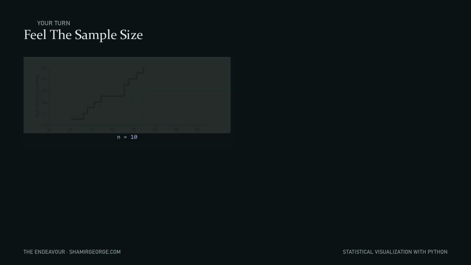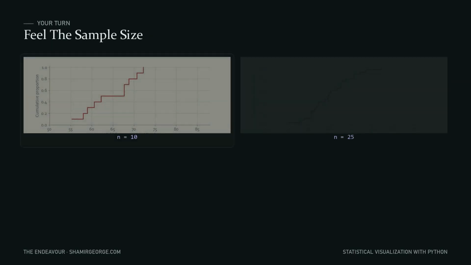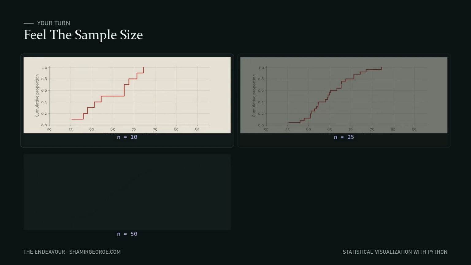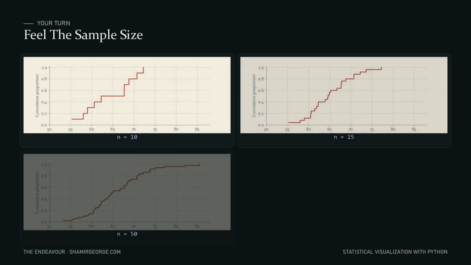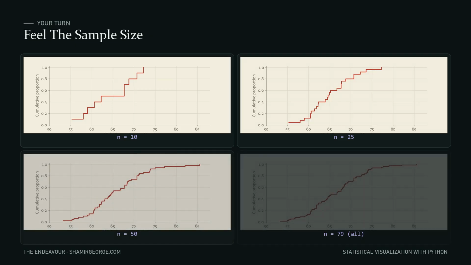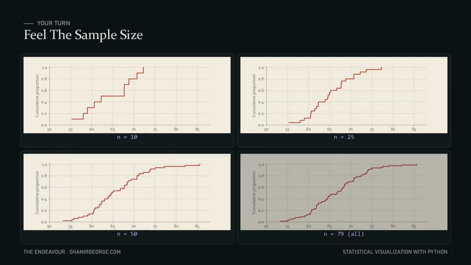Now you drive, on the mixed treatment this time. 10 trees gives you a handful of clunky steps, barely a shape. 25 starts to resemble a curve. 50 gets close to trustworthy. All 79, and the staircase is fine enough to read any percentile with confidence. There's still no bin count to argue over. The only knob that matters here is how much real data you feed the curve.